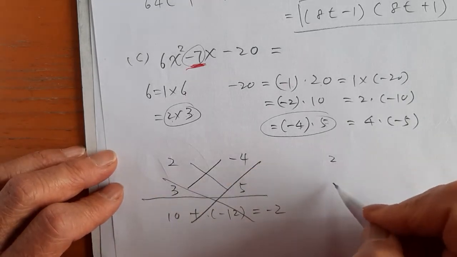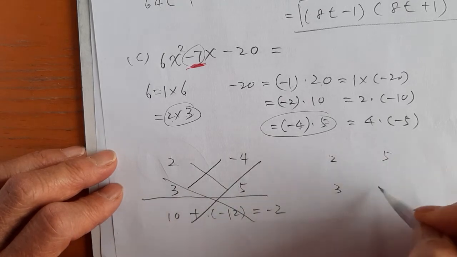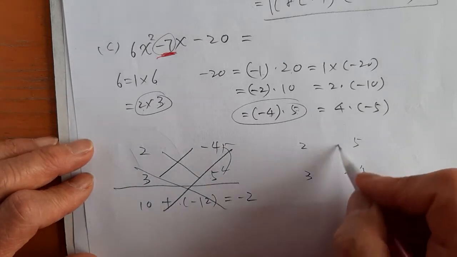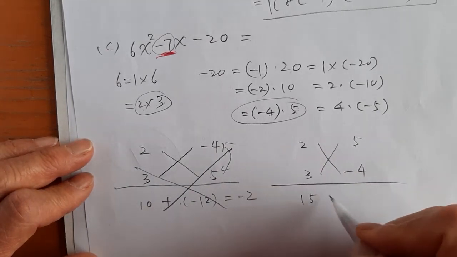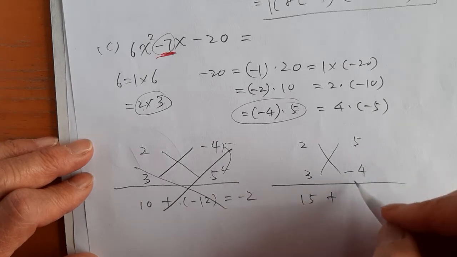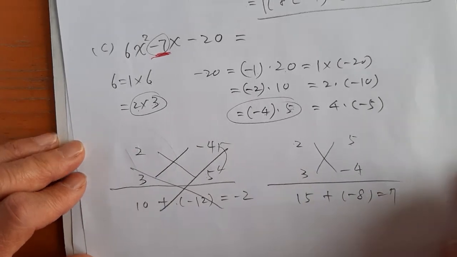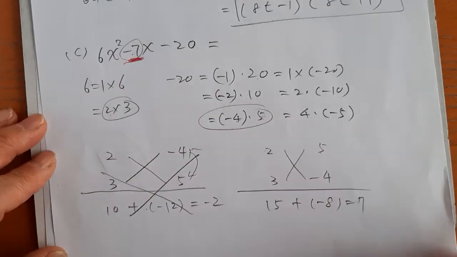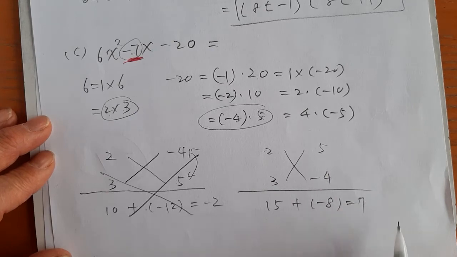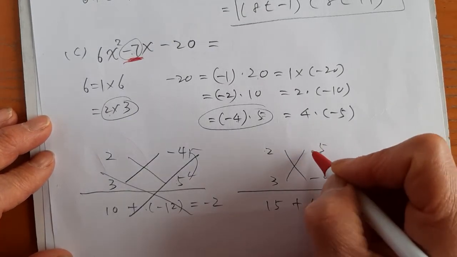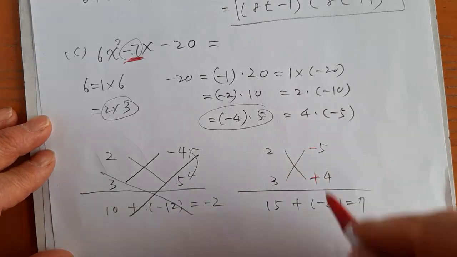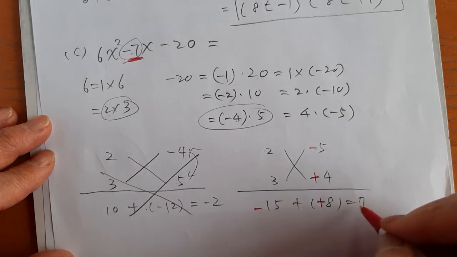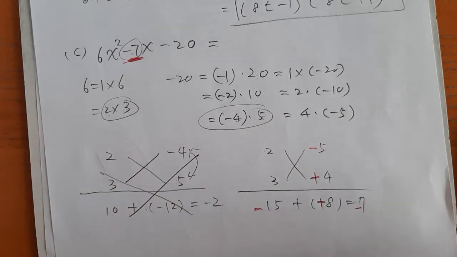And we can exchange. 5 put first, negative 4 put second. Exchange the two. Then cross multiplication. 3 times 5 is 15. Add 2 times negative 4 is negative 8. And add together is positive 7. But we want negative 7. The middle coefficient is negative 7, so this is a positive 7. It's not right. So I exchange the sign. Negative 5, positive 4. Negative 5 times 3 is negative 15. 2 times 4 is positive 8. Add together, it's negative 7.